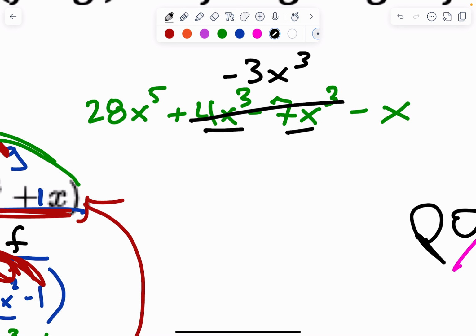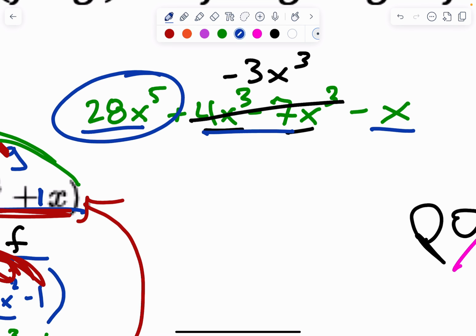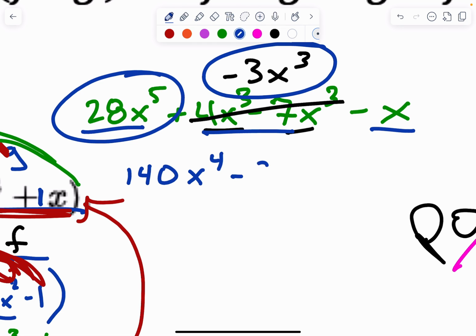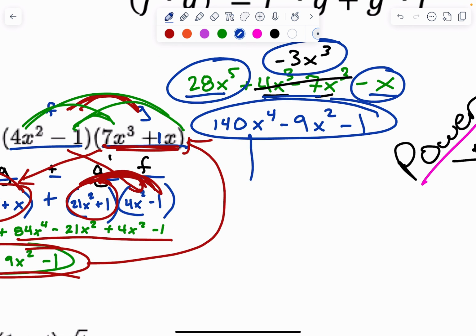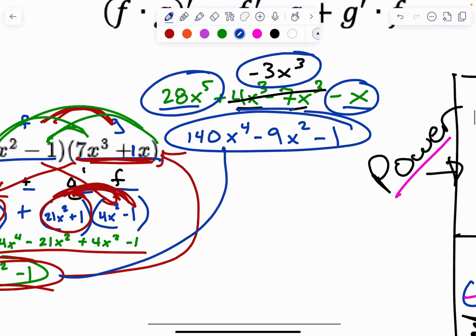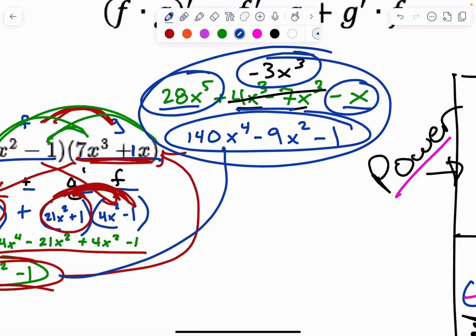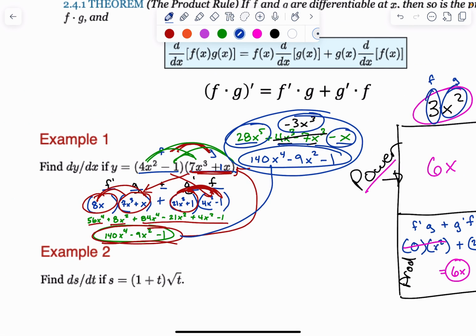So if I do the derivative now of these 3 pieces, 5 times 28 is 140, x to the 4th. This guy's derivative is minus 9x squared, and the derivative of negative x is negative 1. And that is the same thing as what I got over there. Now you're like, why would I do the product rule if this was way faster and easier? Because eventually we'll get to the point where doing the product rule is way faster.